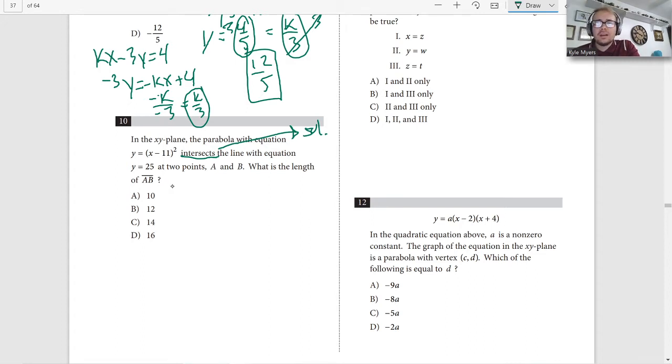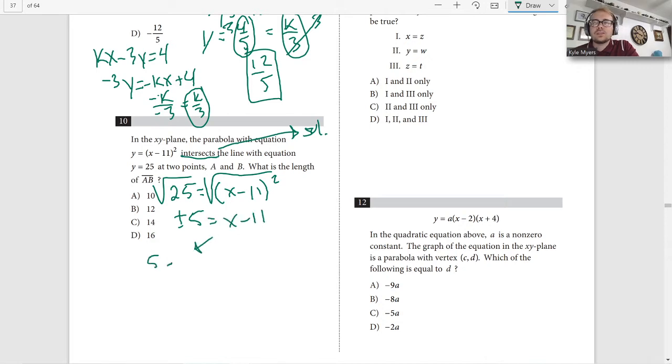They're both equal to y, so we can set them equal to each other. 25 equals x minus 11 squared. Take the square root of both sides. Anytime you take the square root of both sides, you have to do a plus and a minus. So we have that. So 5 equals x minus 11, or negative 5 equals x minus 11. Add 11 to negative 5, you get 6. Add 11 to 5, you get 16. So that means that they cross at 16 and 6.